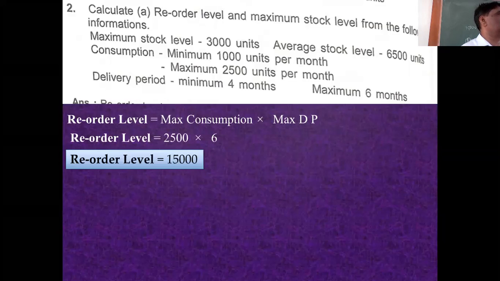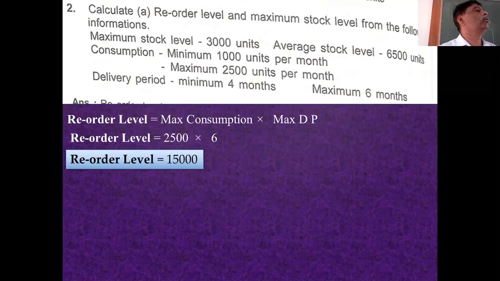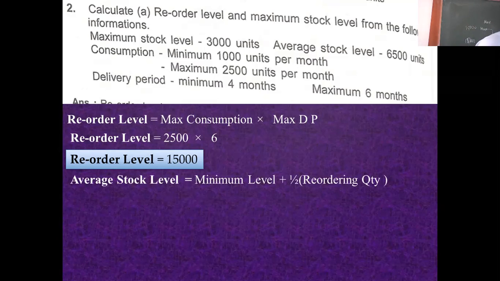Reorder level is equal to maximum consumption into maximum delivery period. I'll put the values. Maximum consumption is 2,500. Then maximum delivery period is 6. Reorder level is 15,000. Now I calculate economic order quantity. Economic order quantity I will calculate with the help of average stock level equation. Average stock level is equal to minimum stock plus half of EOQ. I will write that equation.